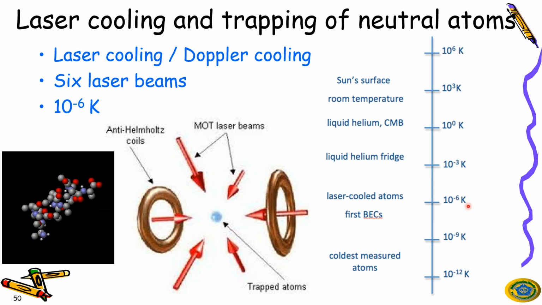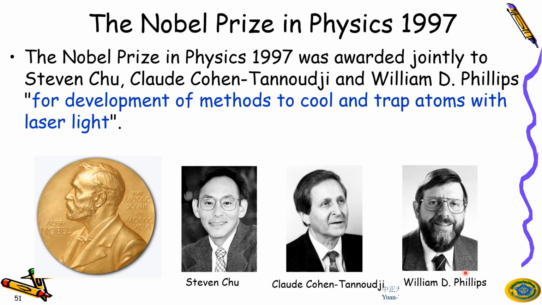But now the technology has improved, so now we can go to 10 to the minus 12 Kelvin. It hasn't reached 0, but it's very, very close already. So these 3 gentlemen got the Nobel Prize because of this experiment. There's no absolute 0 in the world, but you can make it very, very small.